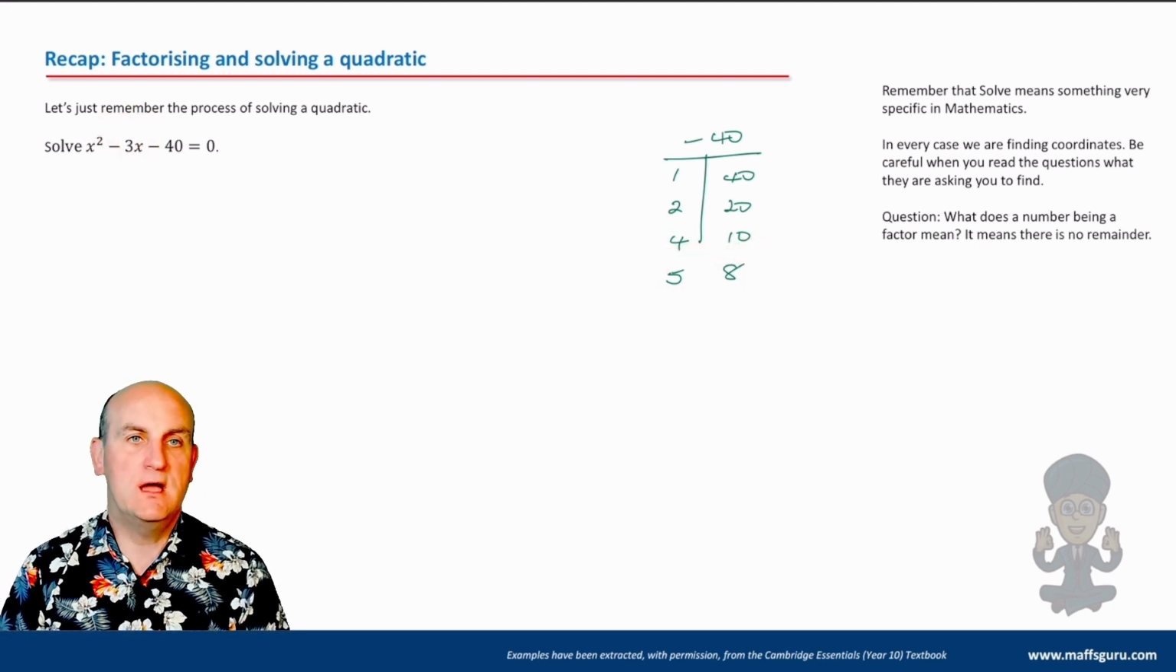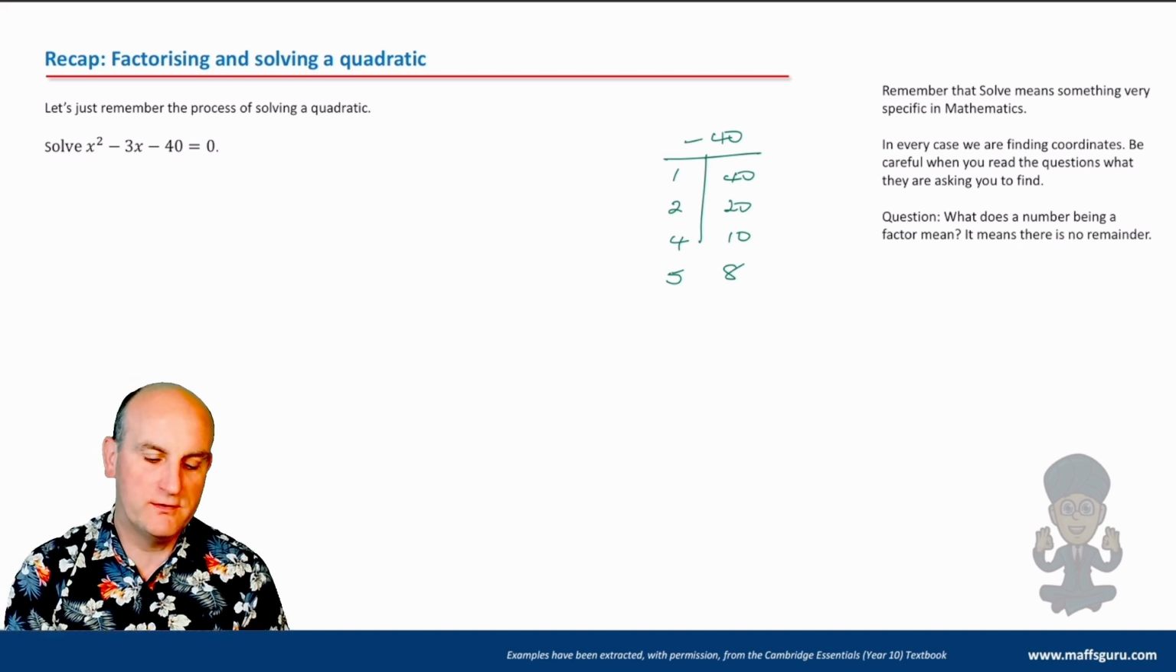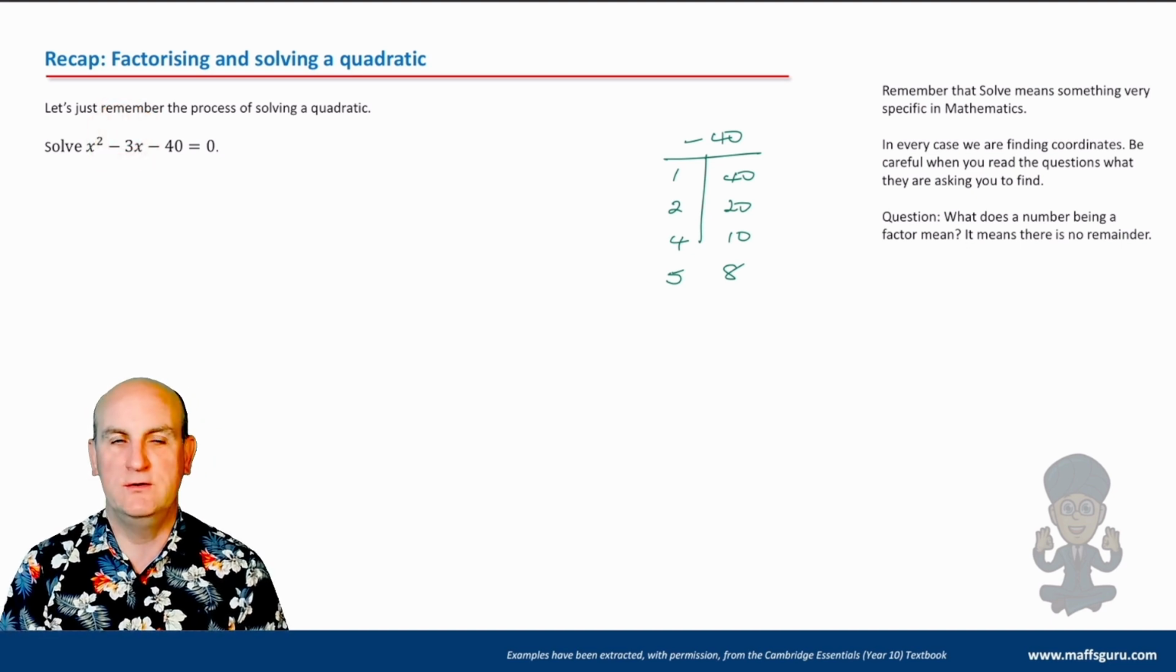Now at this moment in time I've got 5 and 8. I'm looking for 3, so I know that that's got something to do with it. How do I get to negative 3 though?